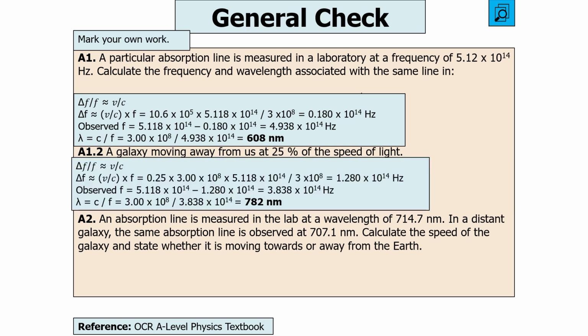Same idea for the next one, however this time we're going to be using 25% of the speed of light as our value for v, so it's 25% of 3 times 10^8. Work it all through and we get our wavelength to be 782 nanometers.